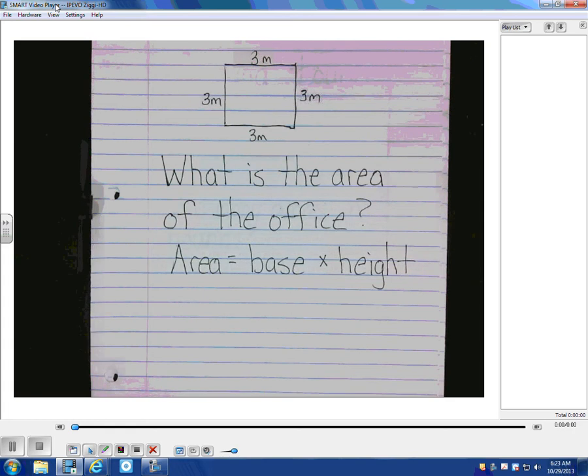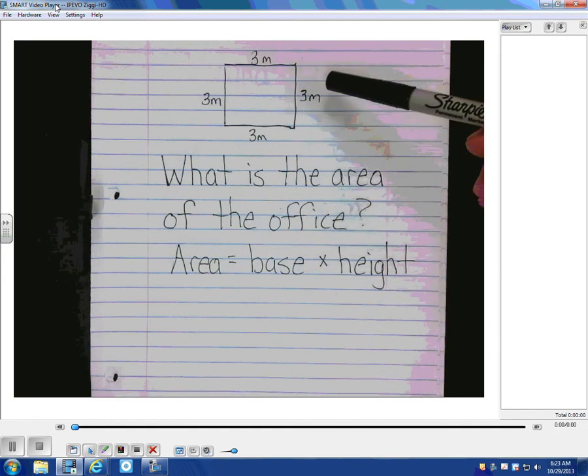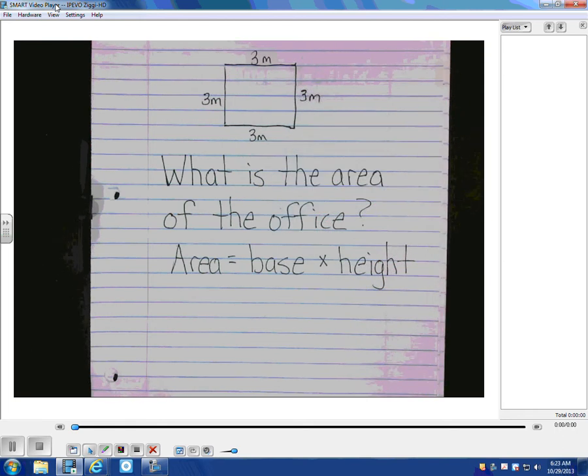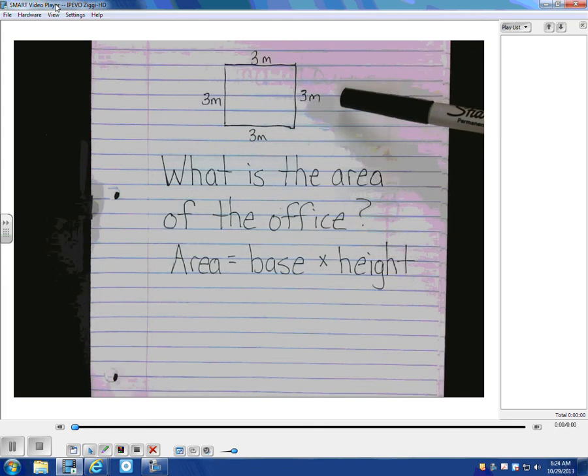It says it will cost $25 per square meter to replace the carpet in the office. What would be the total cost to replace the carpet? So what I have to do first is find the area of this office. Just like if you were replacing carpet or hardwood in your house, you would have to find the area of the floor of the room in order to know how much to buy and how much it was going to cost. So this is the same type of question. In order to replace the carpet, you have to find the area of the room.